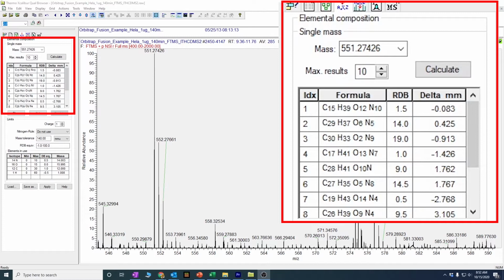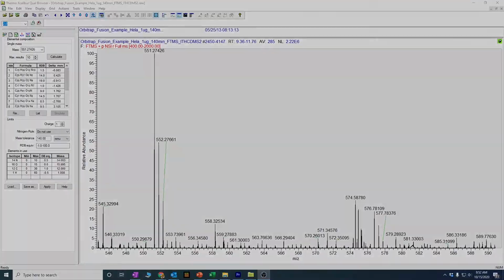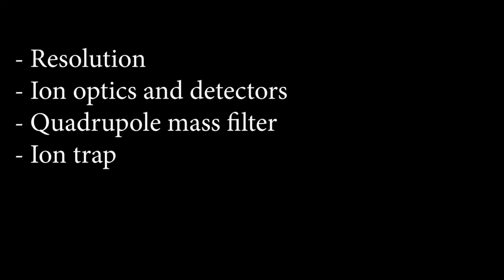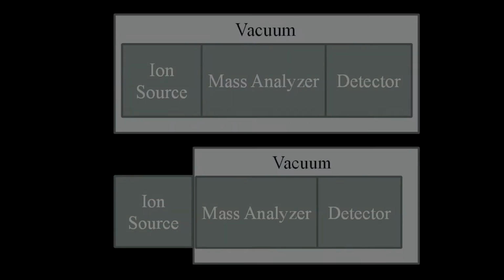So hydrogen-1, its exact mass is not 1.00000. Nitrogen-14, its mass is not 14.00000. So you need to find a table with isotopes and their exact masses and use those masses if you are going to calculate an exact mass for a compound from its chemical formula. We've seen why resolution is important, and we've looked at exact mass. Let's move on to talking about ion optics and detectors.